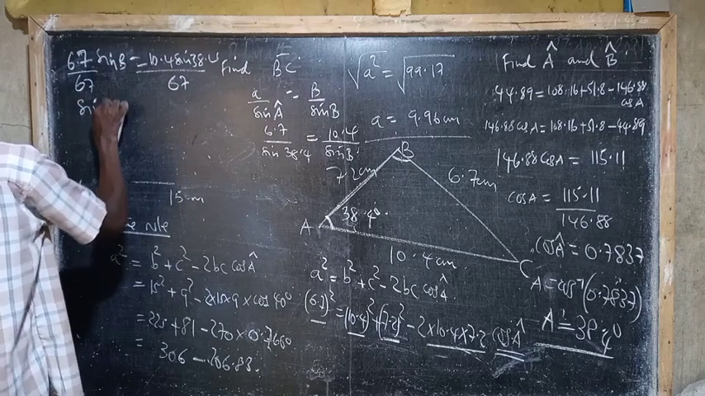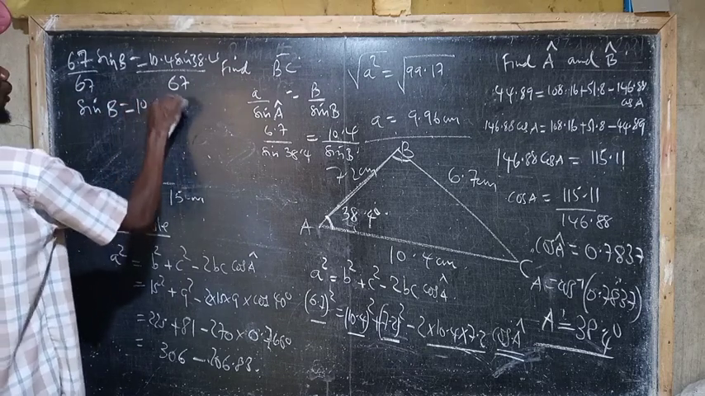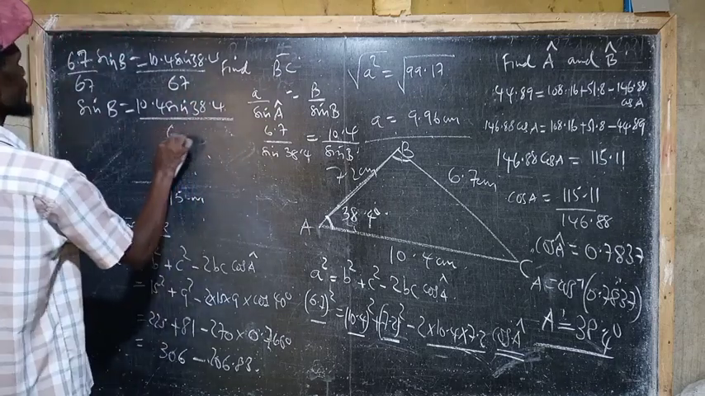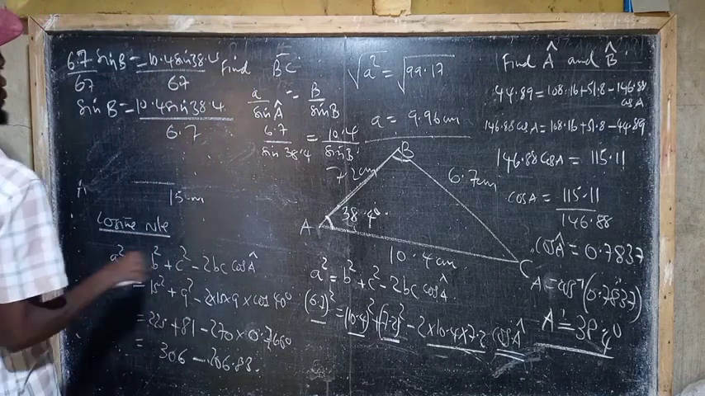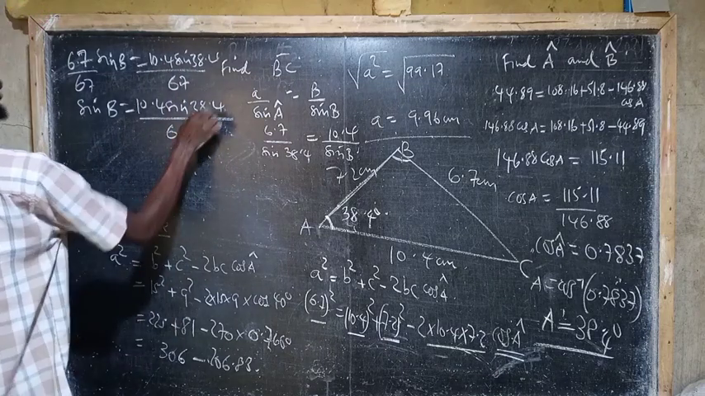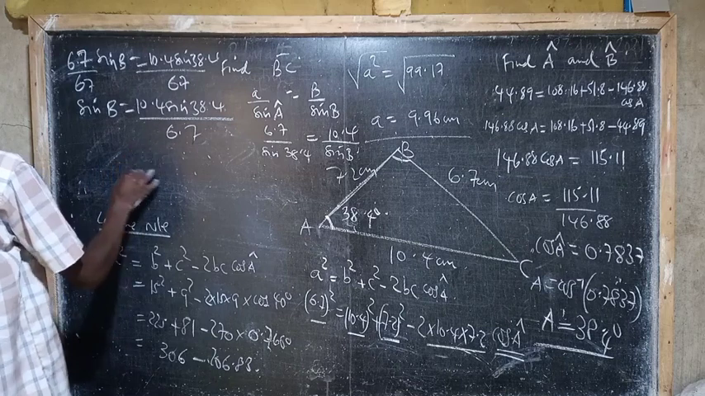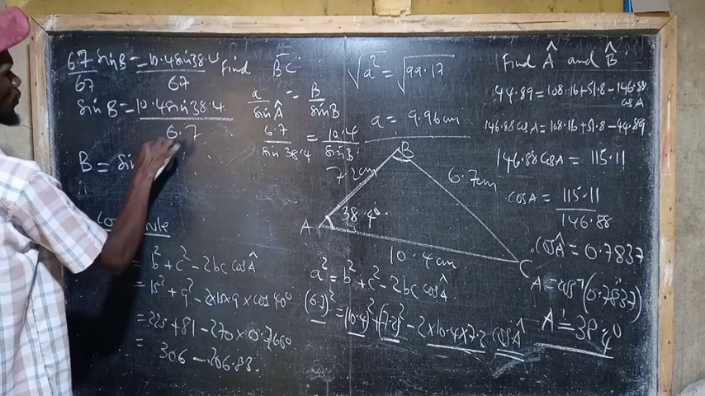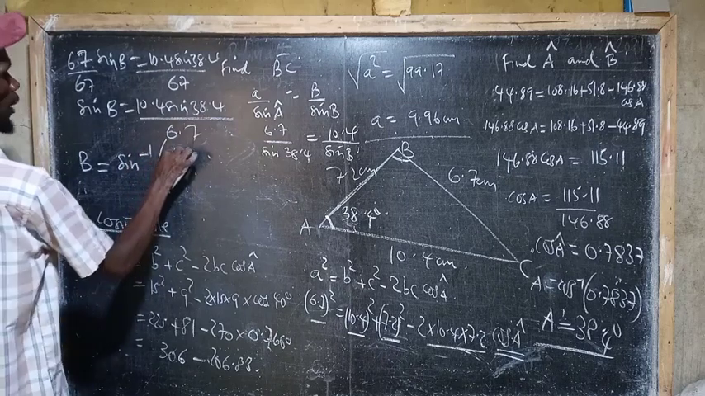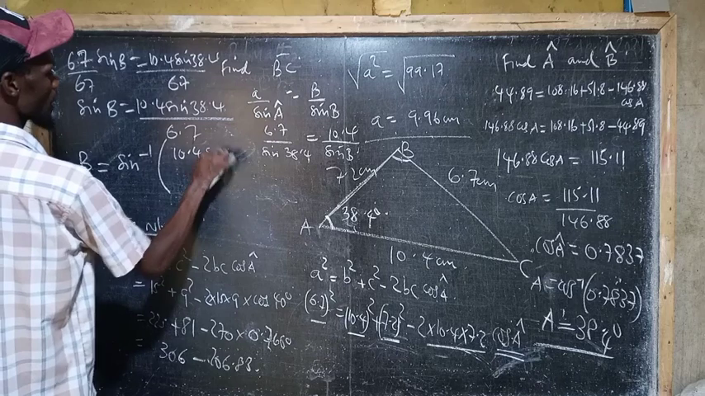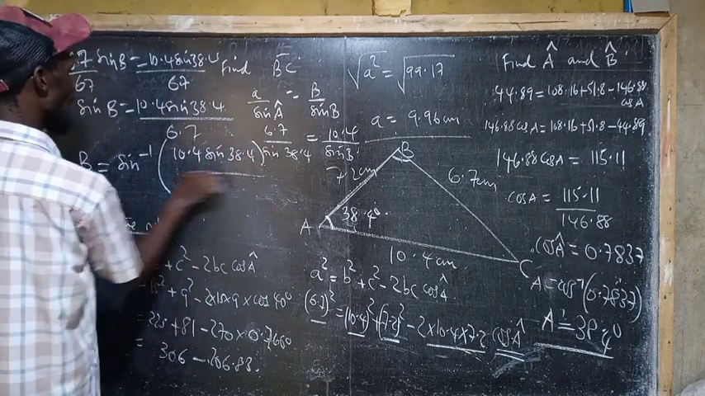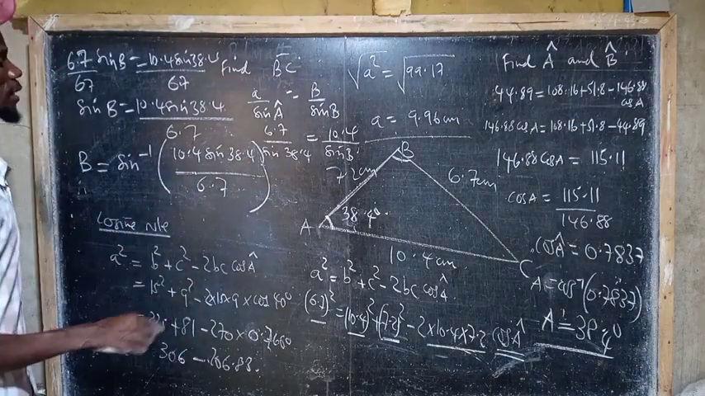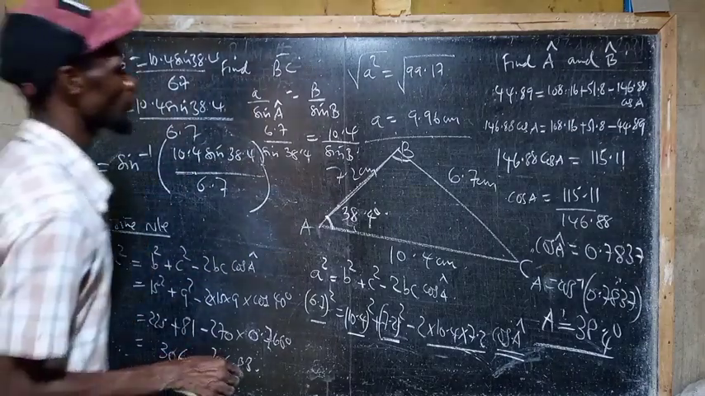Kwa utakuwa na sin B is equal to 10.4 sin of 38.4 over 6.7. Ambapo sasa multiplication utatafuta sin hapa, halafu mwisho kabisa ili upate B utakuwa sawa sawa na sin inverse ya namba utakazoipata hapa, ambayo ni 10.4 times sin of 38.4 divided by 6.7. Kwa hiyo utamultiply, utafuta angle kwa kutumia four figure.